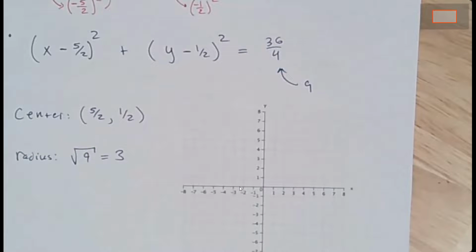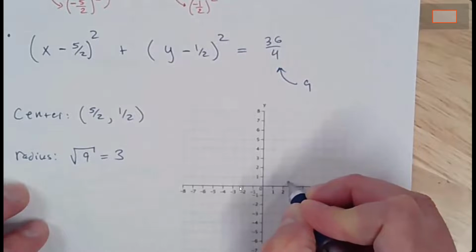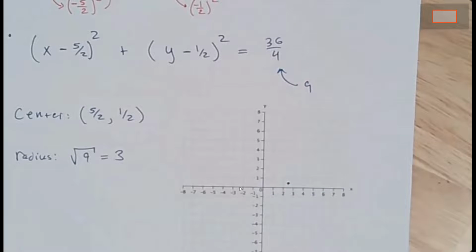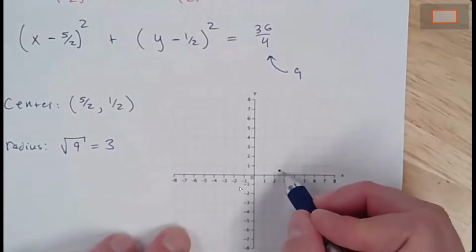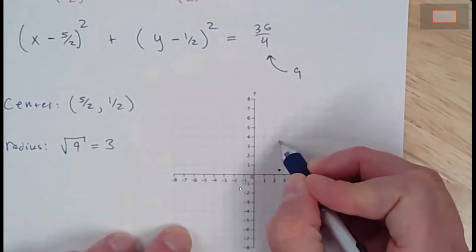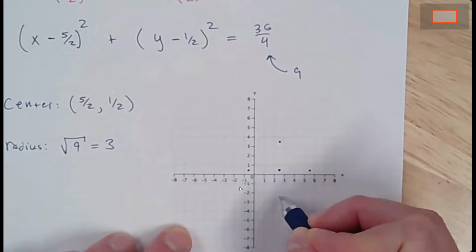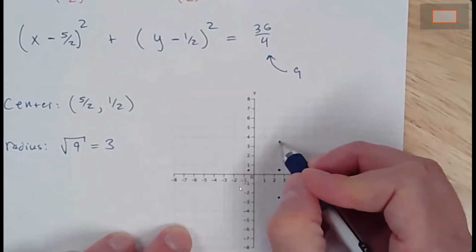And now we're going to graph it finally. So I'm going to plot my center, which is at 5/2, 1/2. So 5/2 is 2.5. 1/2 is 1/2. There's my center right there. And then I'm going to go 3 in each of the 4 directions. So 1, 2, 3, 1, 2, 3, 1, 2, 3, 1, 2, 3. And we try our best.